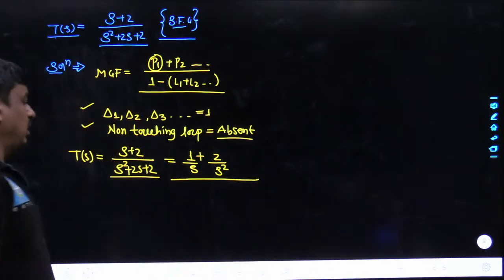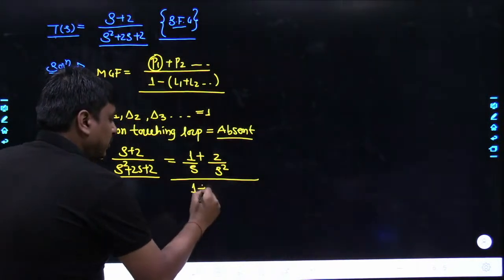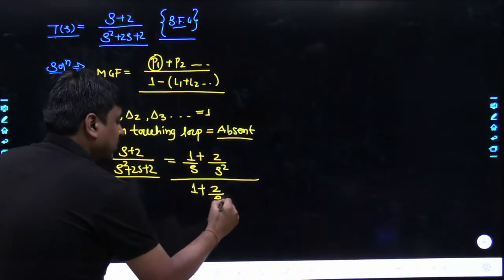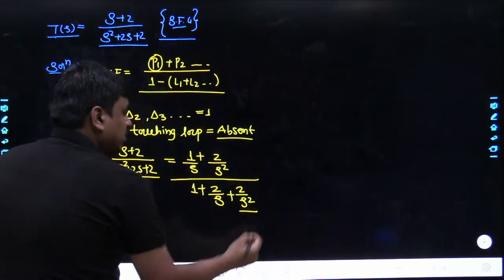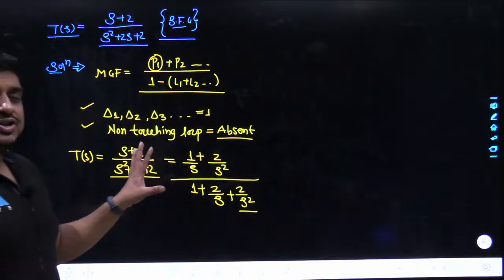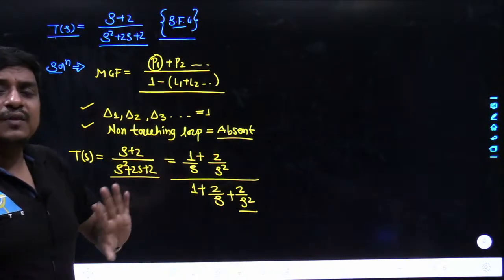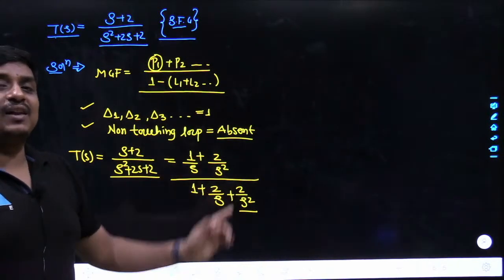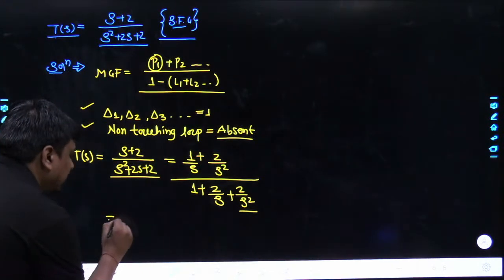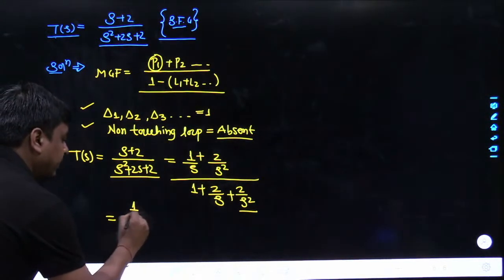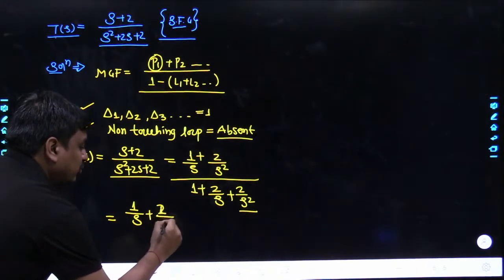Agreed? Now at the denominator it becomes 1 plus 2 divided by S plus 2 divided by S square. I can rearrange this transfer function into the standard Mason's gain formula where I do not have any touching loops, whereas the values of del 1, del 2, they all are 1. See how it's possible. Let me rearrange this complete transfer function: 1 upon S as 1 upon S, 2 upon S square as 2 upon S square.